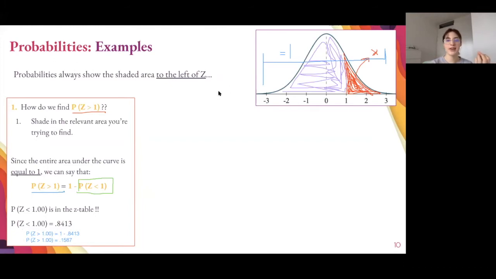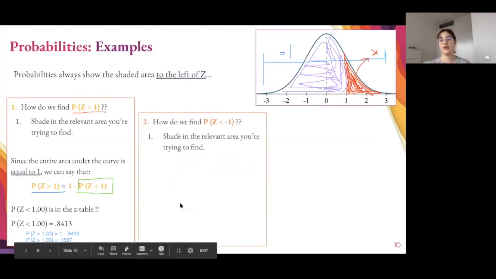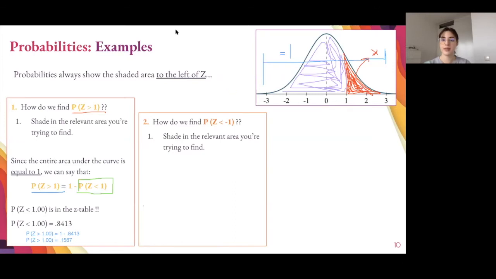However, as always, there's a lot of different scenarios in terms of z-scores and their probabilities. So now we're going to look at some negative z-scores, because they're not always going to ask you about positive ones. So in this case, how do we find the probability that z is less than -1? As always, we should shade in the relevant area that we're trying to find. So let's get rid of all of these. Now we're asking about the probability that z is less than -1.